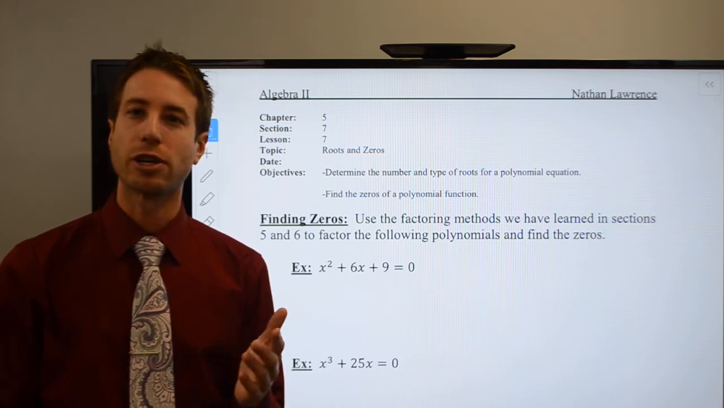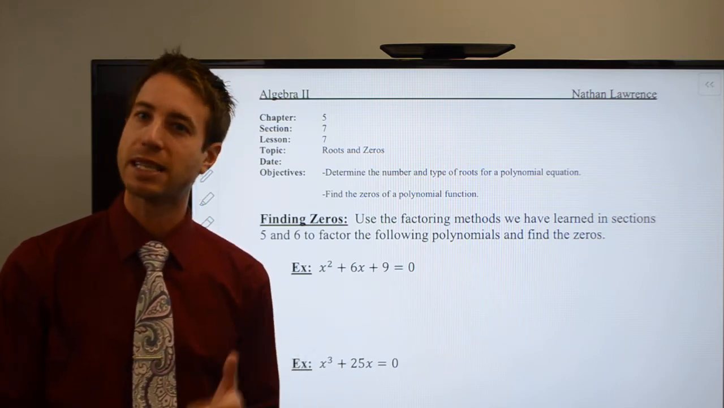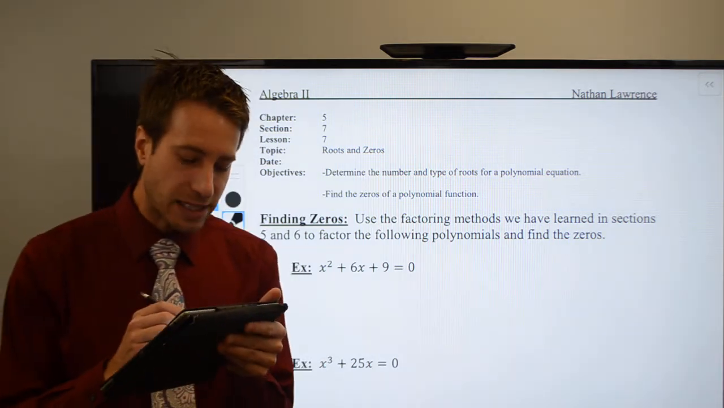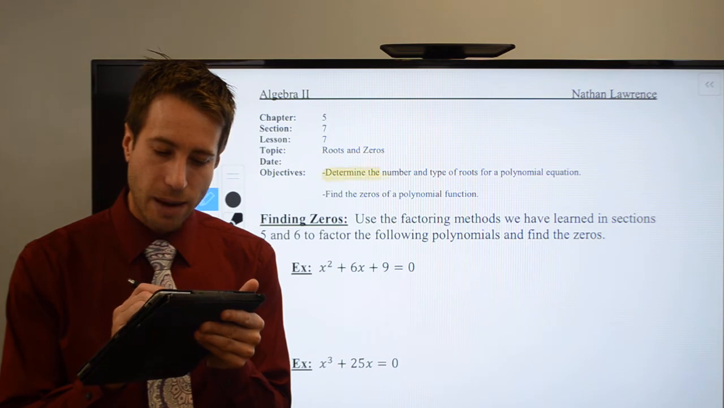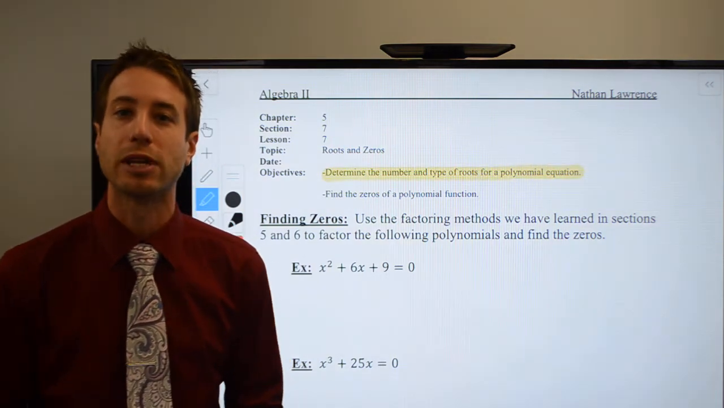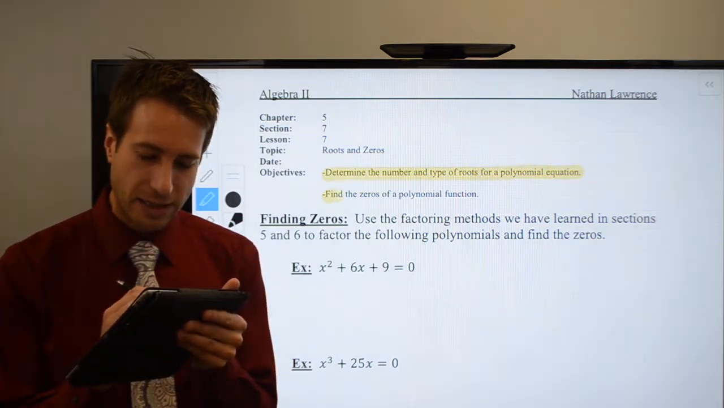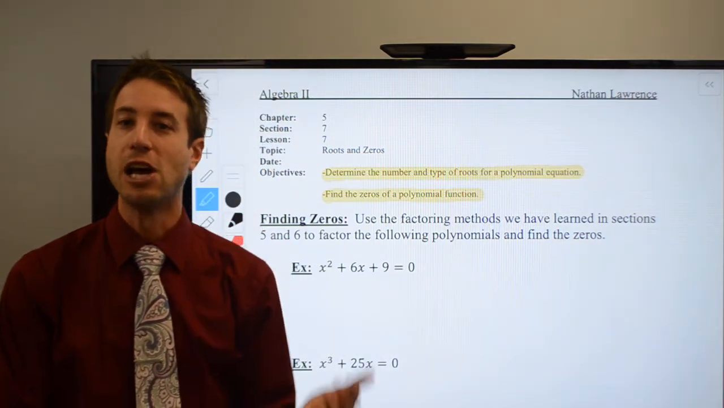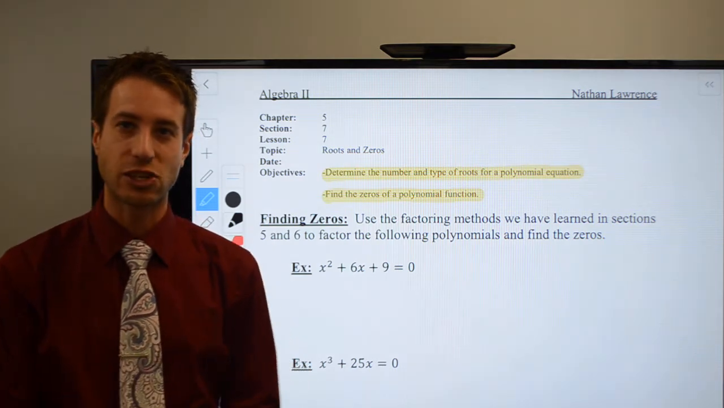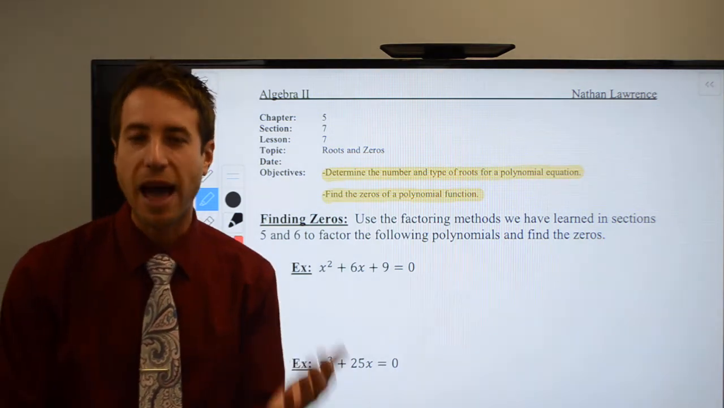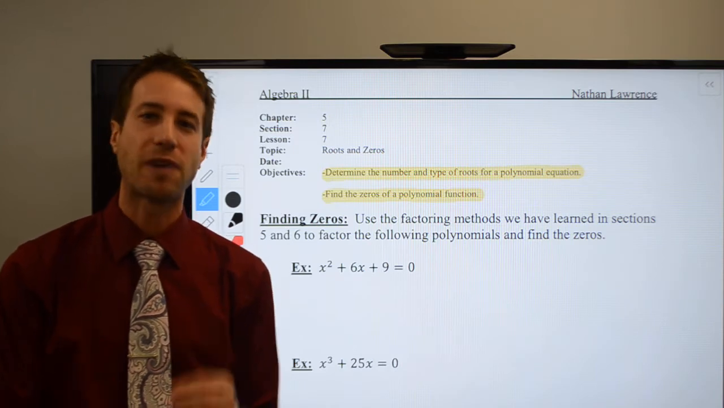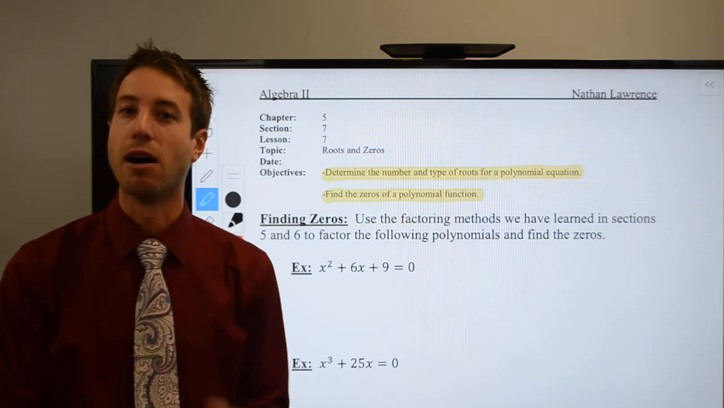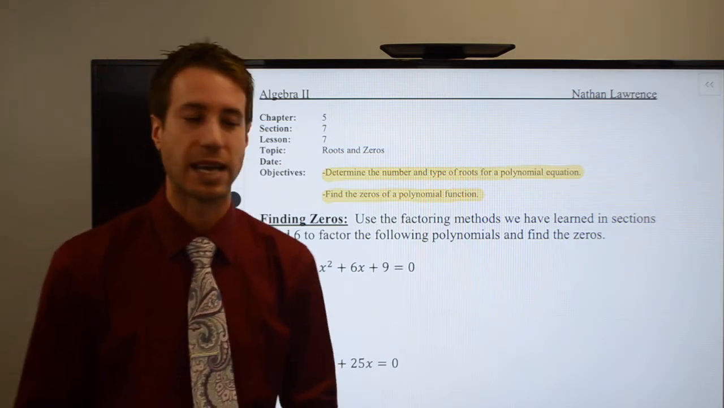Couple of objectives or learning targets for you, things that you should be able to do by the time we get to the end of this set of videos and this section of notes are these things right here. First, determine the number and types of roots for a polynomial equation, and then finally, find the zeros of a polynomial function. Very, very similar objectives to ones that we've already seen in previous sections. We're just going to continue that same idea of being able to find solutions, the roots, the zeros, the x-intercepts, right, of a polynomial.